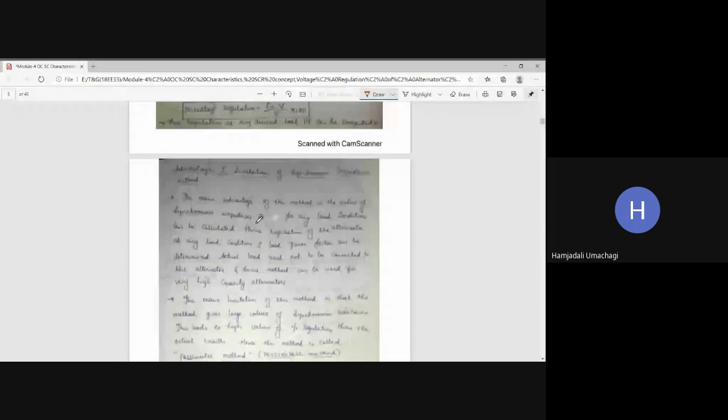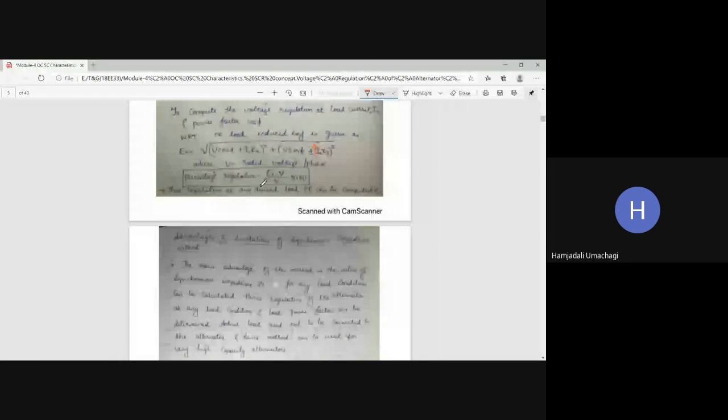So for any loading condition or any power factor condition, you can calculate the voltage regulation. That is the best part of your EMF method. Then, what is the limitation? The main limitation of this method is that it gives large values of synchronous reactance. So this method gives us a high value of XS. This leads to a higher value of regulation than the actual value. Hence the method is called the pessimistic method.